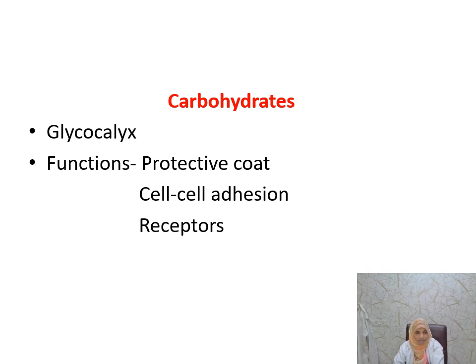So we are done with lipids and proteins. Now we are into carbohydrate. The carbohydrate covering the cell membrane is the glycocalyx. It acts as a protective coat. It also helps in cell-to-cell adhesion, and it also has antennae, so it acts as receptors.